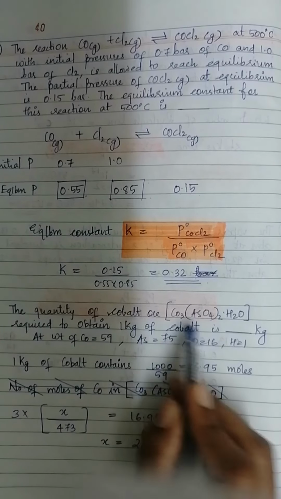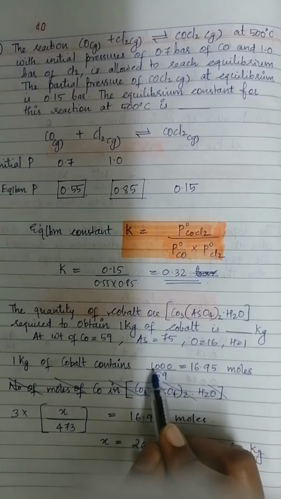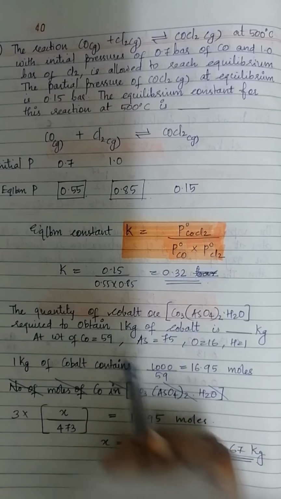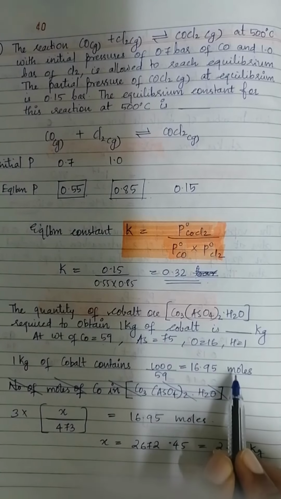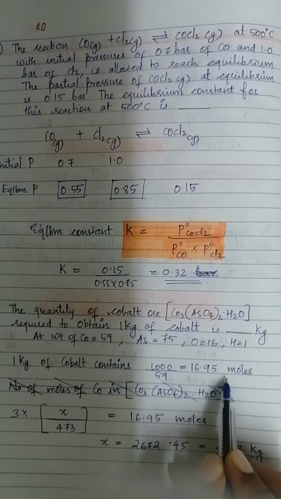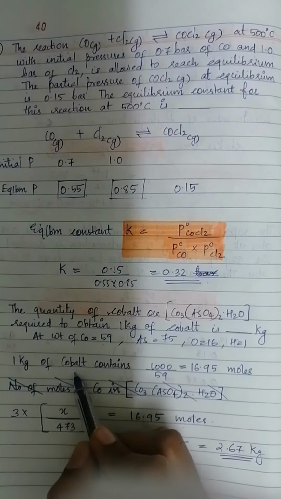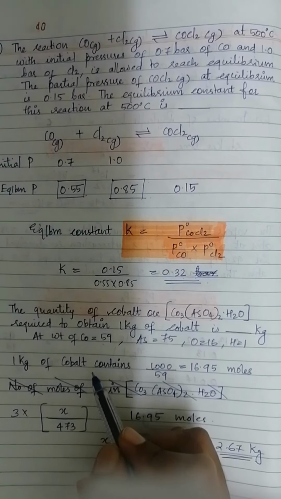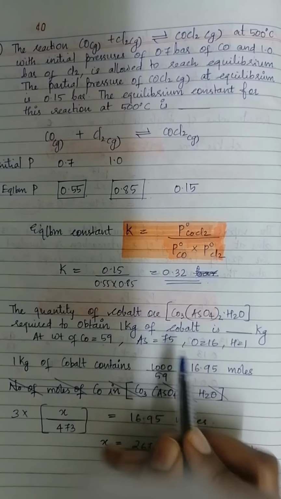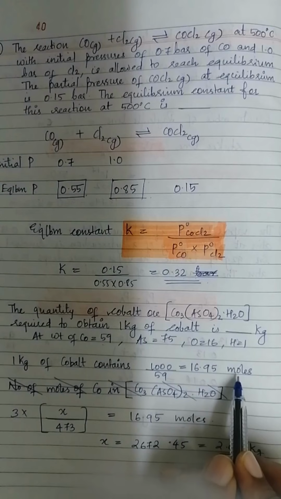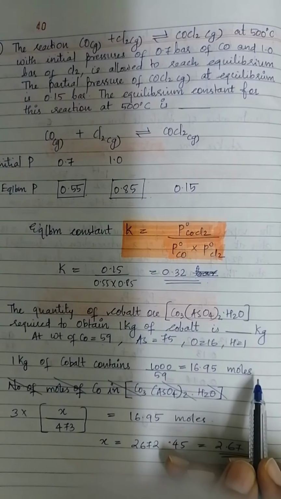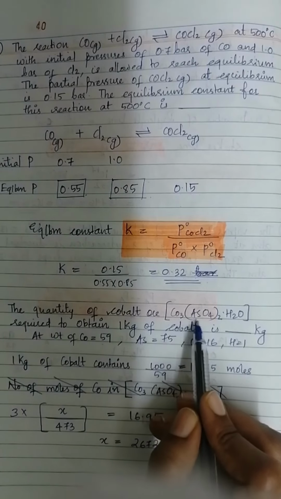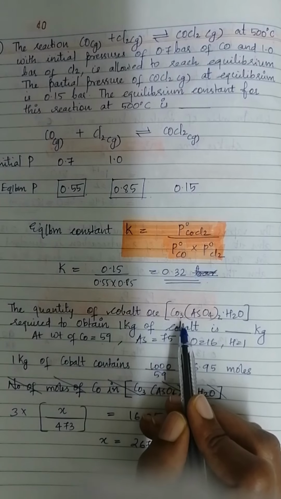The number of moles present in 1 kilogram of cobalt can be found like this: mass in gram by gram atomic mass, that is 1 kilogram or 1000 gram by gram atomic mass, which is 59. That will give you 16.95 moles. So 16.95 moles of cobalt is present in 1 kilogram of cobalt. Now we have to see how much quantity of cobalt ore is to be taken to get 1 kilogram, or 16.95 moles, of cobalt. Also, from this we can see that 1 mole of cobalt ore consists of 3 cobalt atoms.